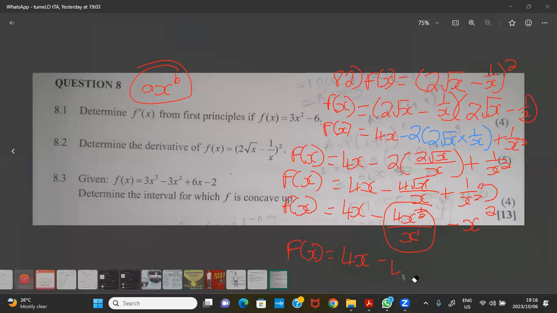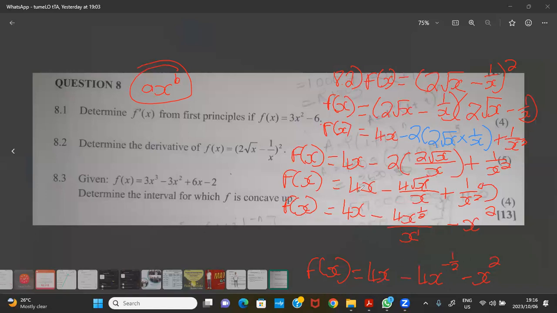Write it down properly. Yeah. So f of x is equal to 4x minus. So I keep the 4. Then, yeah, same base, dividing exponents with the same base, I keep the base, I subtract the exponent, so it's going to be half minus 1, that's going to be minus half, then minus x squared. So now I can derive.